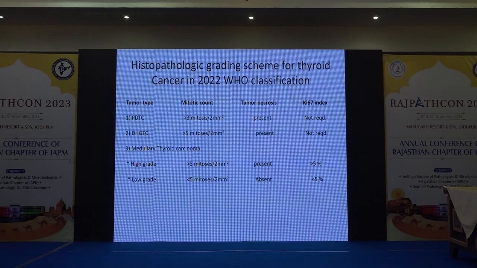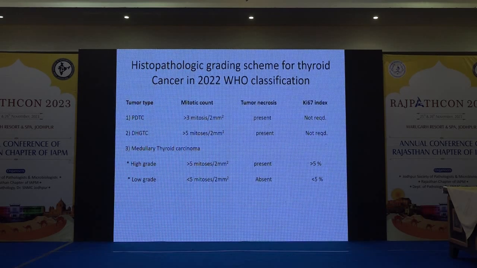For medullary carcinoma, they have used Ki67 as an additional parameter along with the tumor necrosis and mitotic count, which they divided into high grade medullary carcinoma and low grade medullary carcinoma. Why do we have to differentiate? Because the management depends on that, and clinicians should know what we are talking about. So we all, clinicians and pathologists, should be on the same platform.